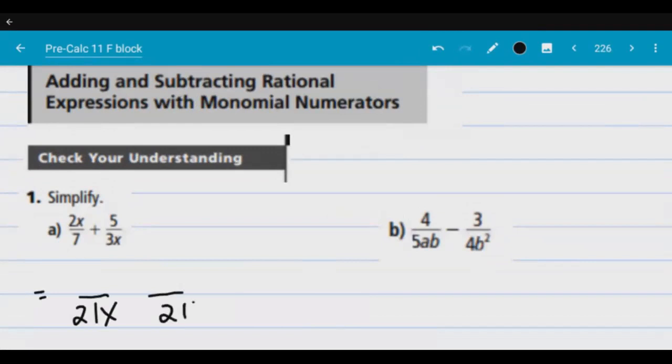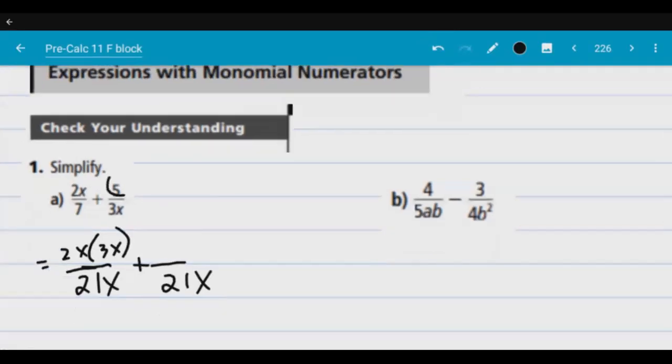Okay, so for both of them, I'm going to give 21x as the denominator. Now, if I want to make that 7 into a 21x, I multiply it by 3x, isn't it? So that means the top, I would have to multiply by 3x. All right, we'll simplify that later. Now this 3x was turned into 21x by multiplying it by 7. Therefore, the top, the 5, had to be multiplied by 7.